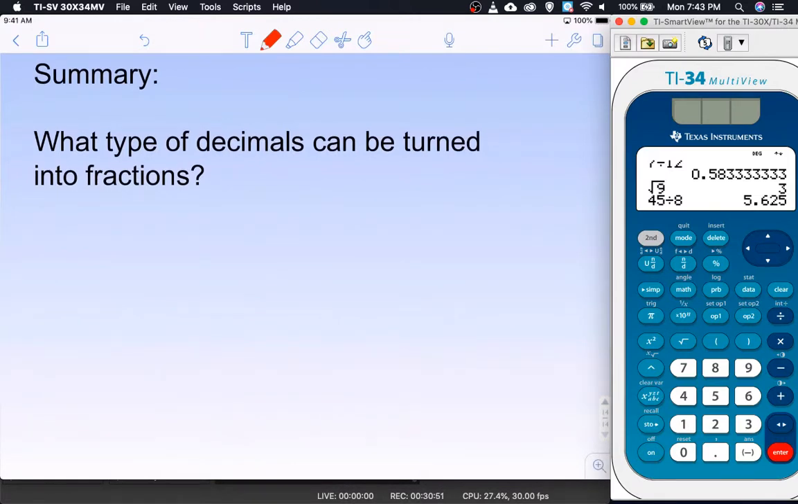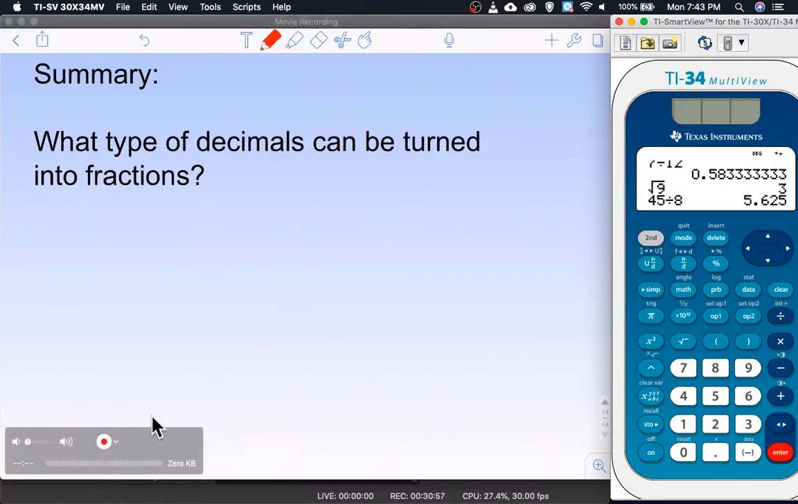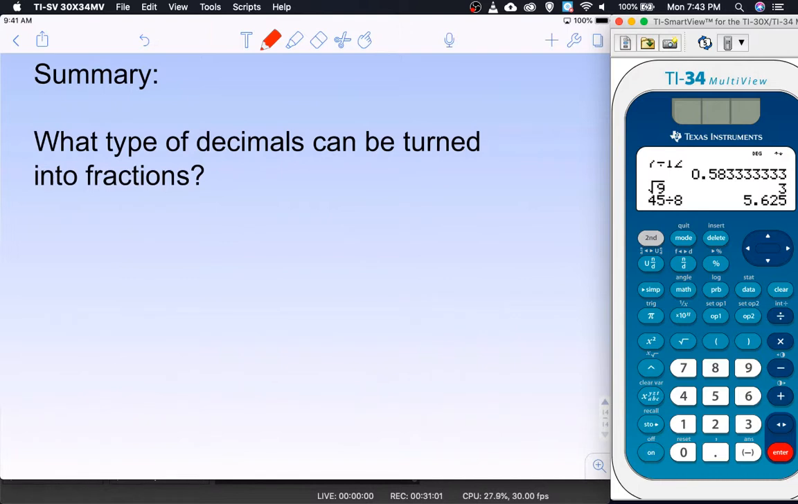Summary. What types of decimals can be turned into fractions? Take a second, put down a thought, hit play when you're ready to continue. What types of decimals can be turned into fractions? And the answer is terminating decimals and repeating decimals.